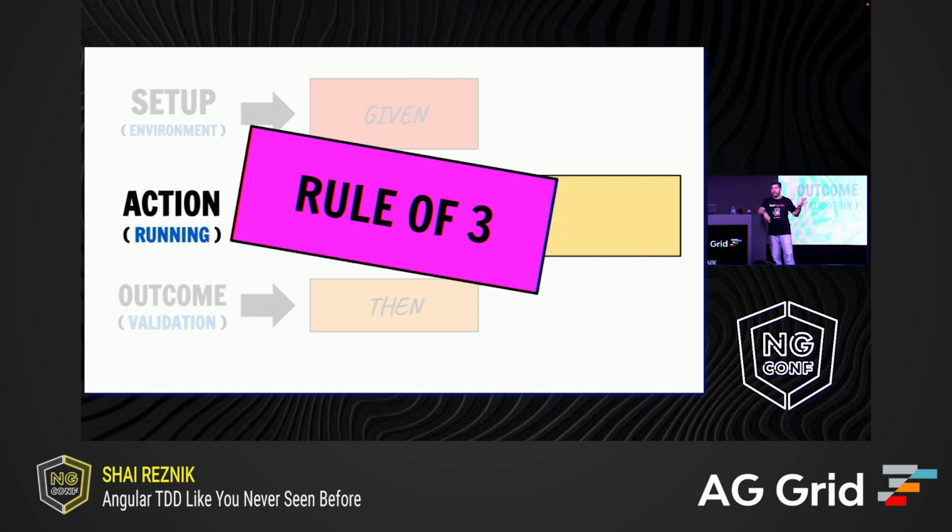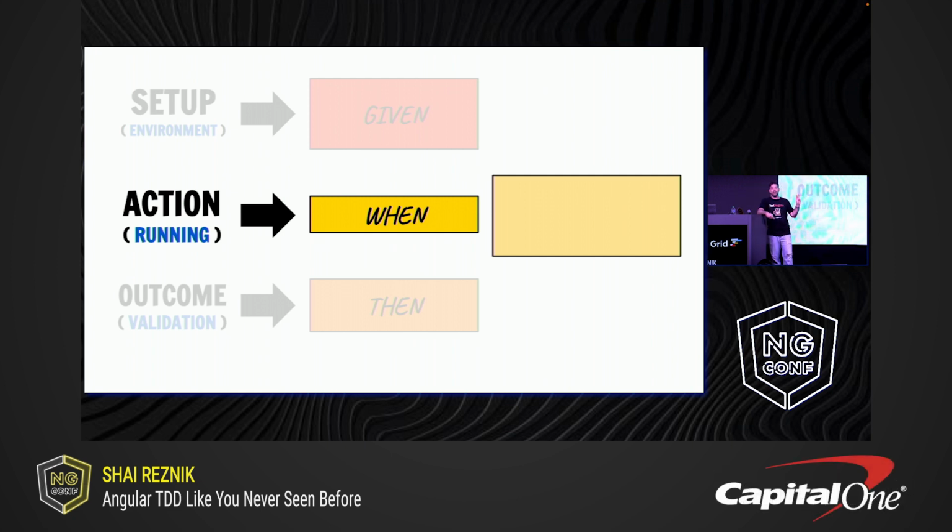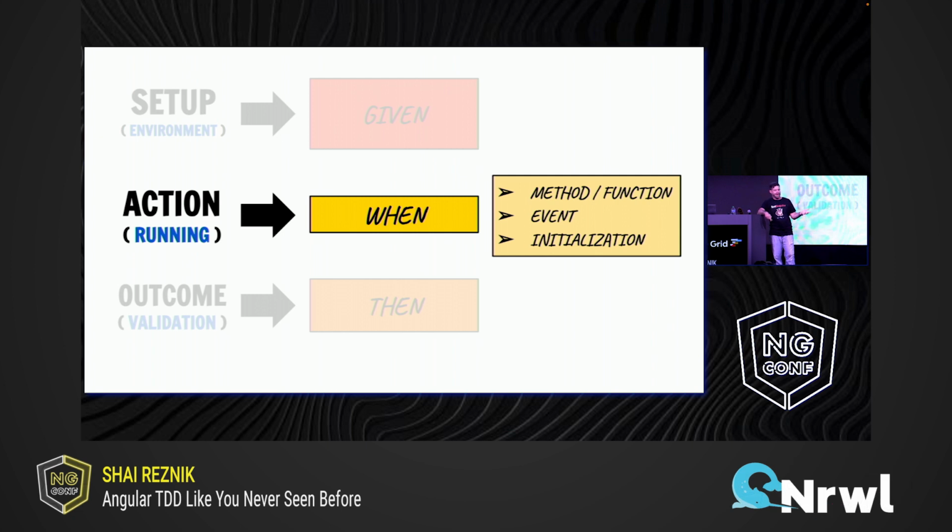So the rule of 3. An interesting point when I studied this and how to teach it, I noticed that the rule of 3, like 3 things, keeps repeating. And this is important, okay? You will see why. So we have only 3 types of actions that we can run in the when. We have a method or a function, we have an event triggering, and we have initialization, like instantiating a new class. So the most common, especially if you're not testing the DOM, is invoking a method or a function. This is the most common.